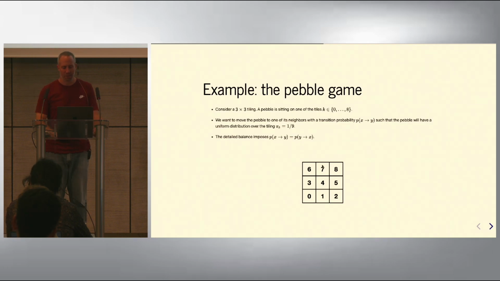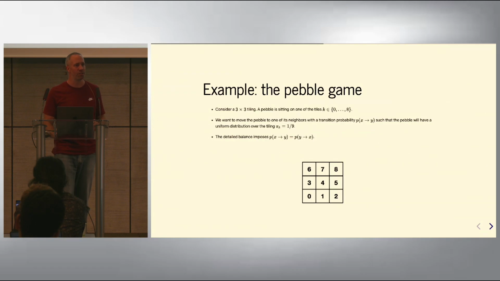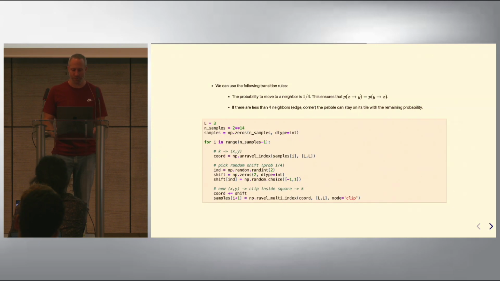In that case, there are in principle different choices, but if I start from probability 1/4 to go to a neighbor, I need to ensure I have the same probability to go from 1 to 0 as from 0 to 1, so it should be 1/4 for everyone. This means that if I'm sitting in the corner, with probability 1/4 to jump here and 1/4 to jump here, there's a remaining probability 1/2 not to move. I need to take this into account, and this is the only way to actually get to the uniform distribution.